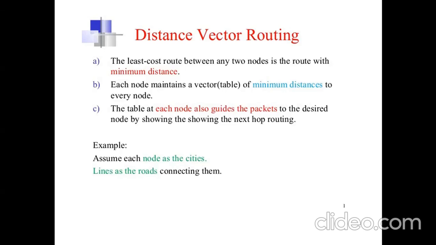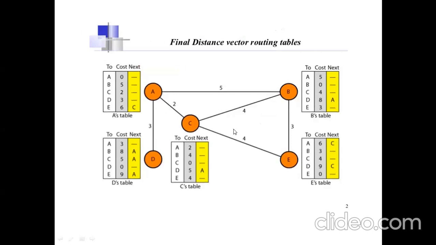Basically, we say that the Bellman-Ford algorithm follows one equation, that is dx(y), where x and y are nothing but the source and destination nodes. The minimum path we are going to find out is min over v of c(x,v) + dv(y), for each node v belonging to the total number of nodes. So this is the Bellman-Ford equation. We follow this way to find our shortest distance in the distance vector algorithm.